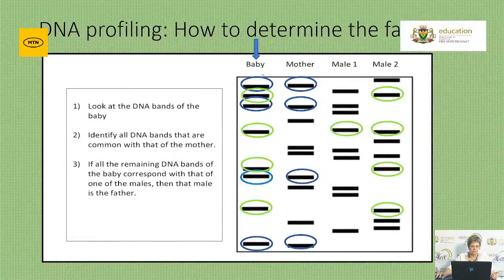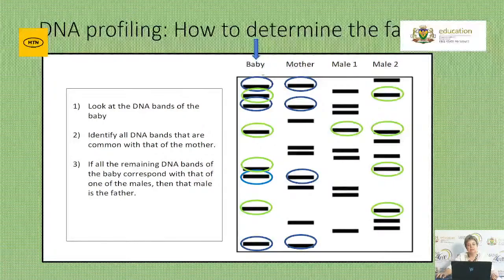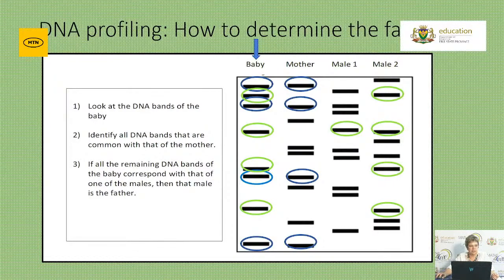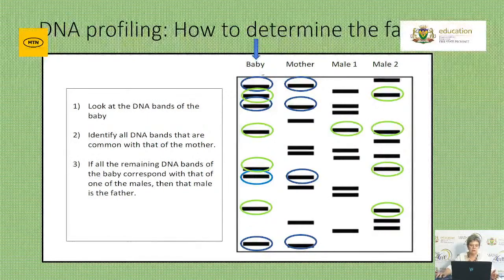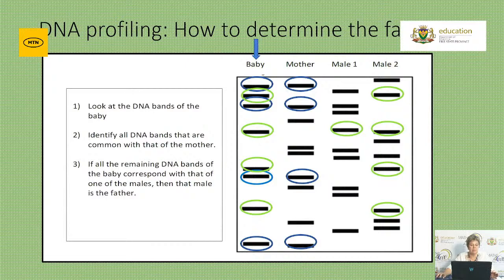Another thing that I want to emphasize here: I'm not saying that the baby's DNA matches the father's DNA. I'm saying, or my statement will be, the baby's DNA profile bands match the DNA profile bands of the male. So if we are in a hurry and then you write the DNA of the baby matches most of the DNA of the father, that is totally wrong. It's not the DNA that matches, it's the DNA profile bands that match. So the DNA profile bands of the baby match the DNA profile bands of the father.